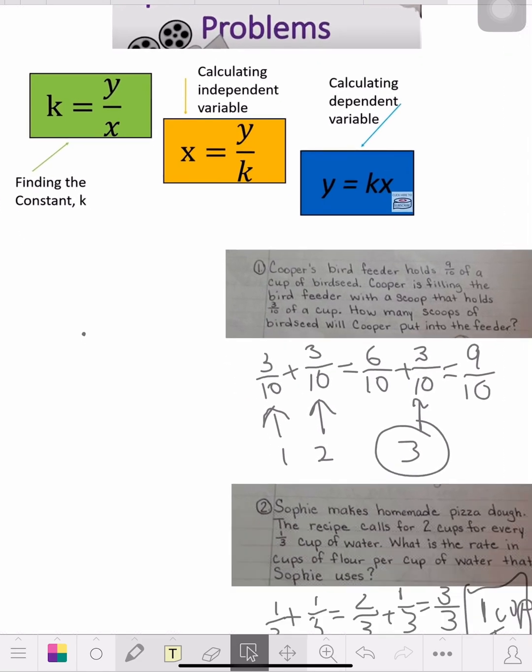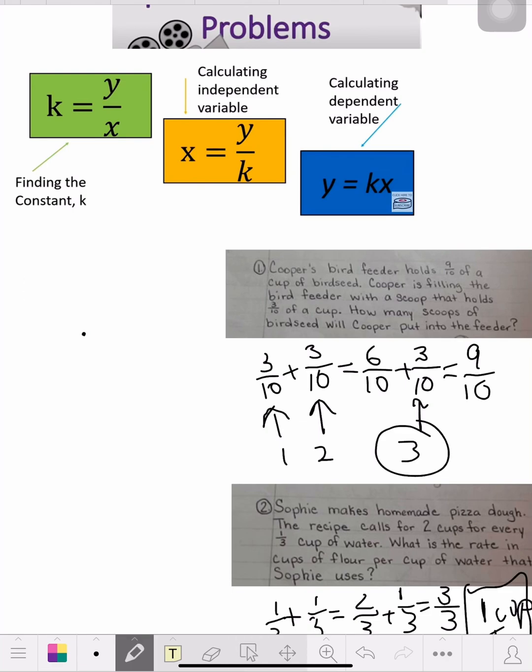Cooper's bird feeder holds 9/10 of a cup of bird seed. Cooper is filling the bird feeder with a scoop that holds 1/3 of a cup. How many scoops will he need? So if we use this formula, we're looking for k. How many scoops does he need? So we write the k down.